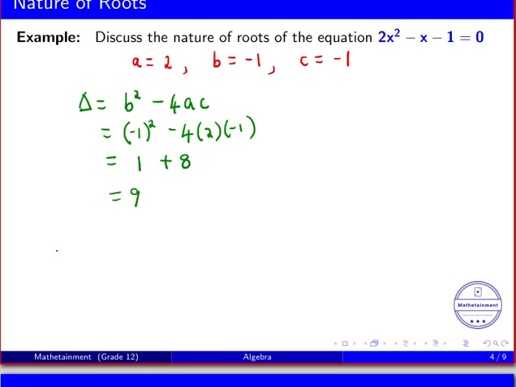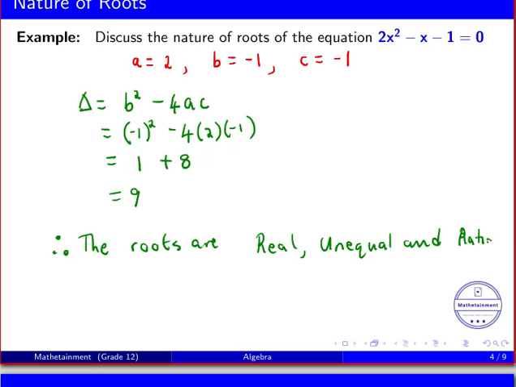And now you see that 9 can be written as 3 squared. So 9 is a perfect square. So in addition to our roots being real and unequal, they are also rational. Therefore, you know that the roots are real, unequal, and rational. That is your conclusion there by looking at what you got from your discriminant.